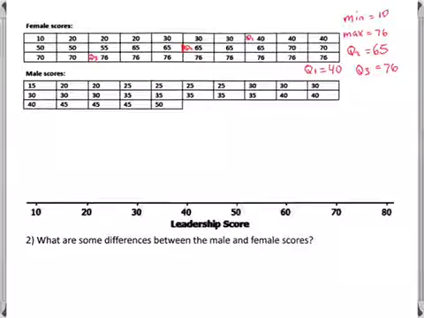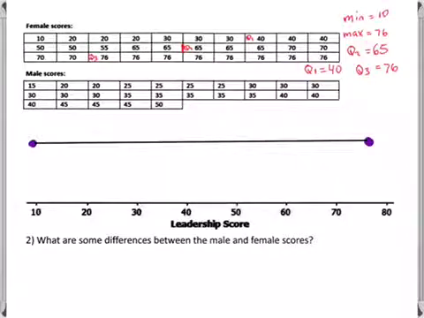Now we're going to take this information and create our box and whisker plot for female scores. So our minimum is 10. Max is about 76. We will connect the points. We've got our quartile 1 score of 40, our median score of 65, and our quartile 3 is the same as our max. So this is the female box and whisker plot.